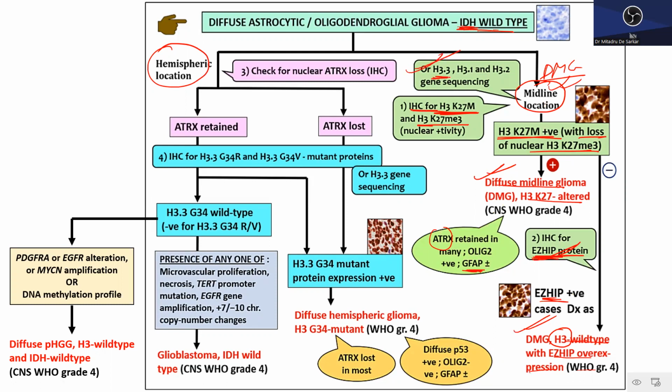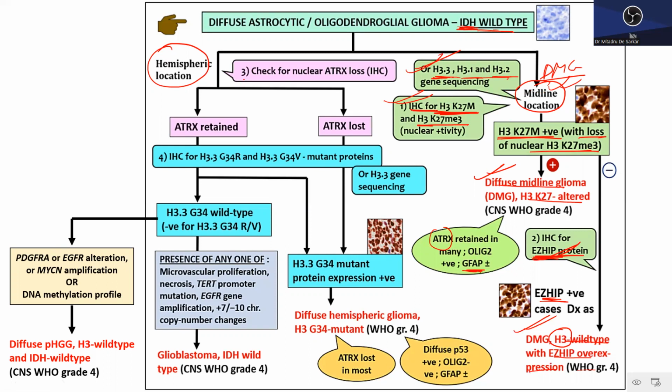Another way to approach this case, without doing IHC, would be probably to go in for a direct gene sequencing of H3-3A, H3C1, and H3C2. However, that would be probably a wasteful approach, and most often you will find yourself going down the IHC way. But you could also do a genetic sequencing in order to isolate this family of tumors.